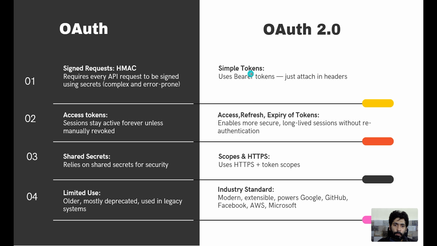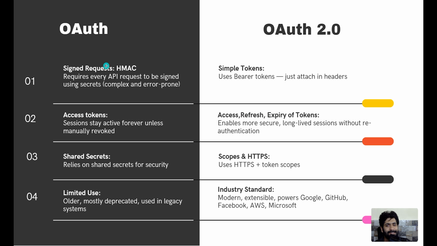But in OAuth 2.0, they use bearer tokens. These are short-lived tokens, and they have access and refresh tokens. So you do not need to use the HMAC keys because it takes a lot of time during the encryption and decryption of those keys. You just have the token, and you can just attach those tokens inside the headers, right? Then again, we have the access tokens, and they have the access, refresh, and expiry of the tokens as well.